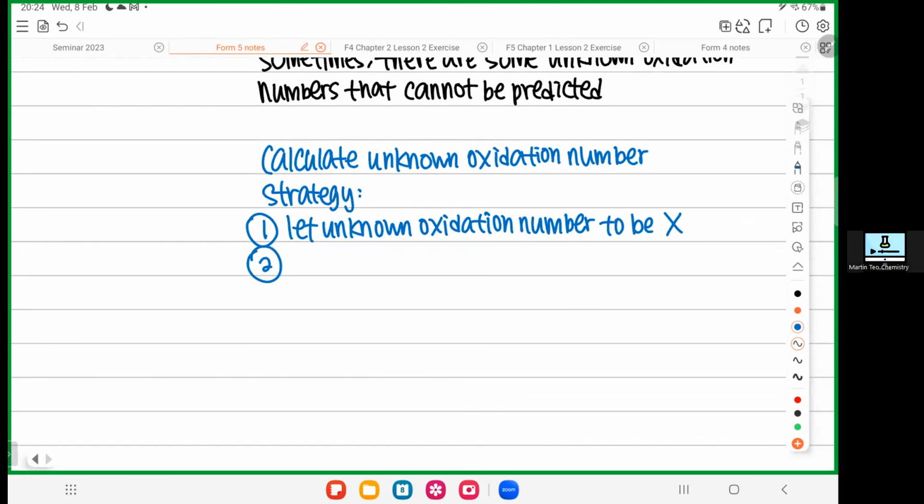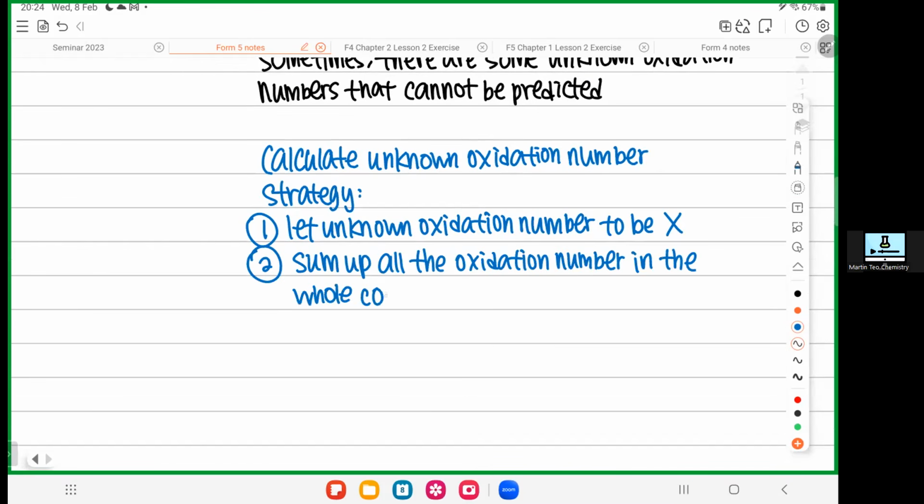Number 2, you need to sum. Sum means total. Total up all the oxidation numbers in the whole compound. In the whole compound, you have many, many oxidation numbers, and I want you to total them up together. Don't worry, I will use examples to demonstrate. I'll make sure you know how to do it.